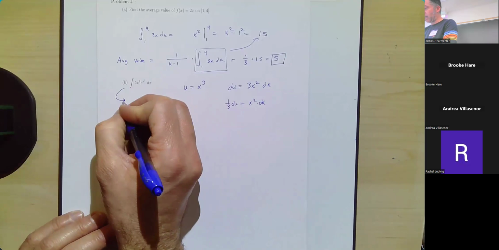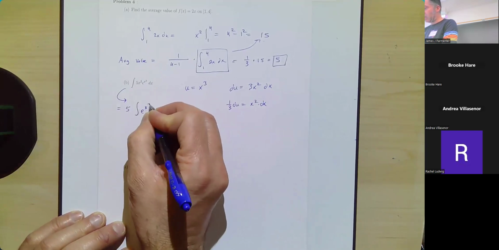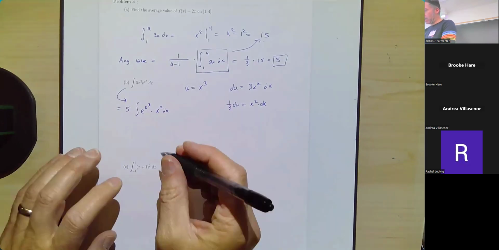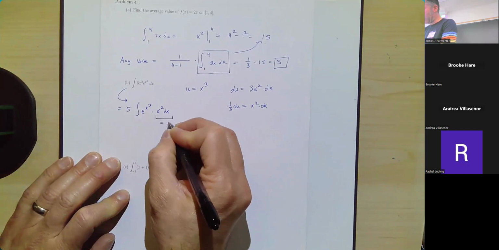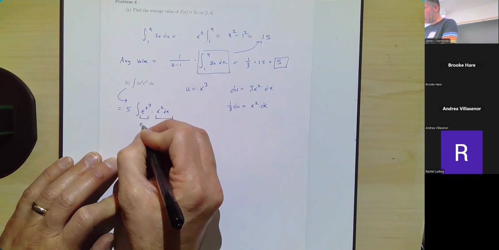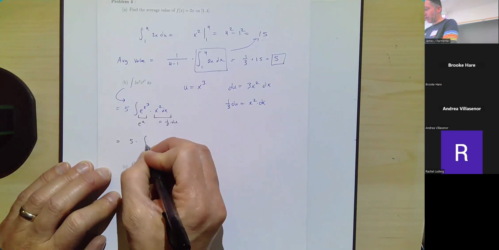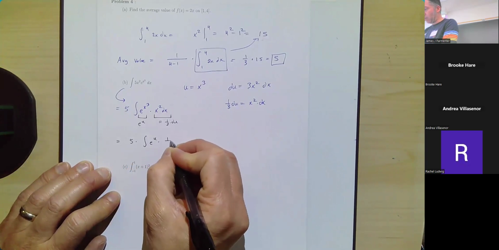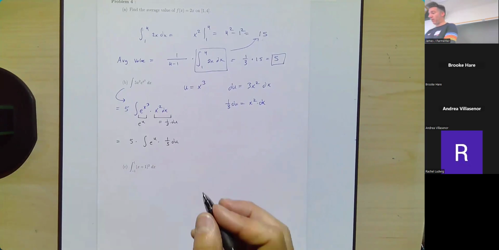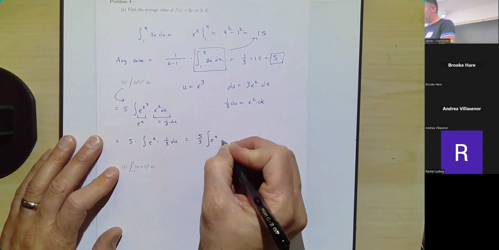I'm going to rewrite this as equal to 5 times the integral of e to the x cubed times x squared dx. The x squared dx gets to be replaced by 1/3 times du, and the e to the x cubed gets to be e to the u. I'm going to rewrite my integral as 5 times the integral of e to the u times 1/3 du. I probably would have automatically brought out the 1/3, to be honest. I probably would have started by writing this as just 5/3 integral of e to the u du.